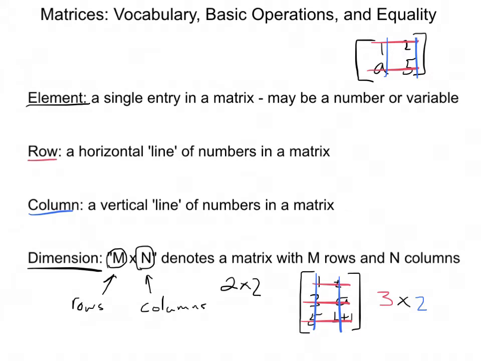Truth be told, the vast majority of the work that you're going to do is going to be with square matrices, which means 2 by 2 matrices and sometimes 3 by 3 matrices. Every once in a while you'll deal with one that has a different number of rows and columns, but the majority of our work is going to be with square matrices.